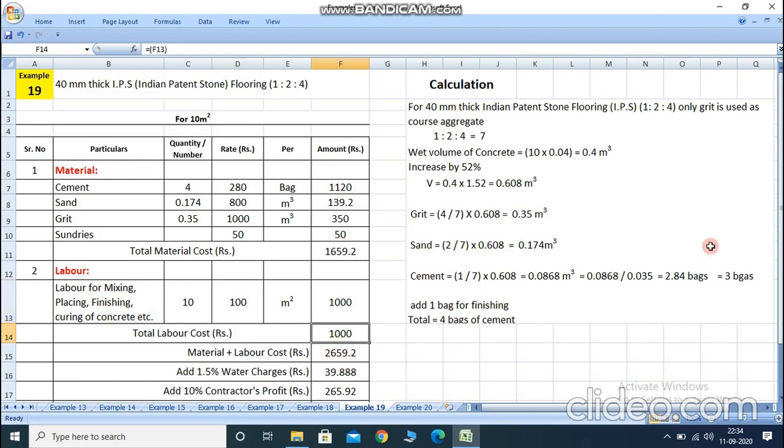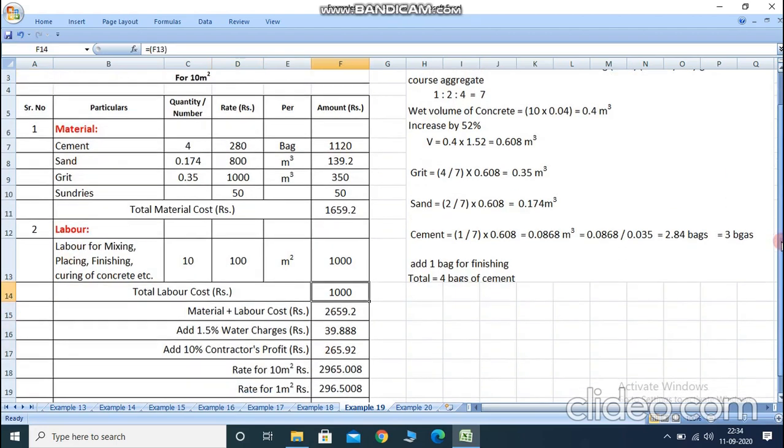Now the total summation of the material cost plus labor cost: 1659.2 plus 1000. So we got the final answer 2659.2. Now add 1.5% as water charges. So water charges are 2659.2 multiplied by 1.5%, and we include the 10% contractor profit. So here 2659.2 multiplied by 10% as contractor profit.